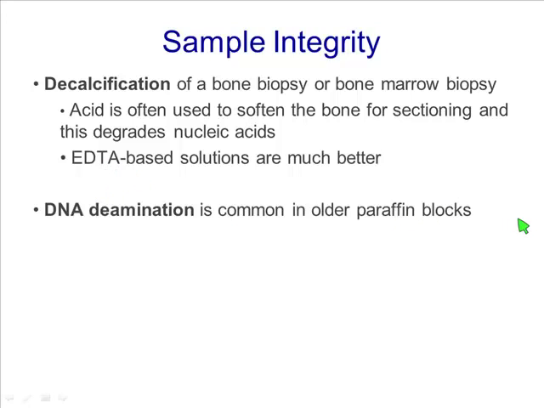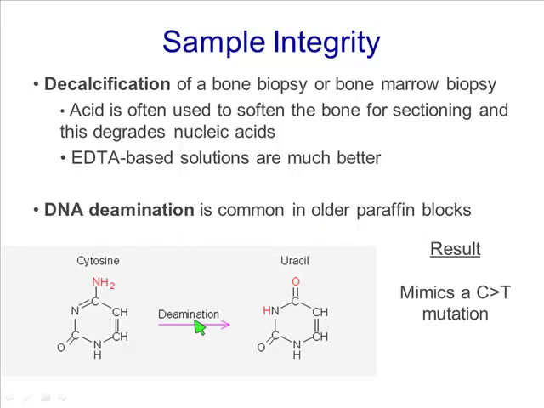The other thing to keep in mind, older material. So if you have paraffin blocks that have been around for 4, 5, 8, 10 years, the longer they've been around, the more we run into this problem of deamination. This is a spontaneous problem where cytosine amino groups are lost and convert into uracils, and this basically mimics a mutation.